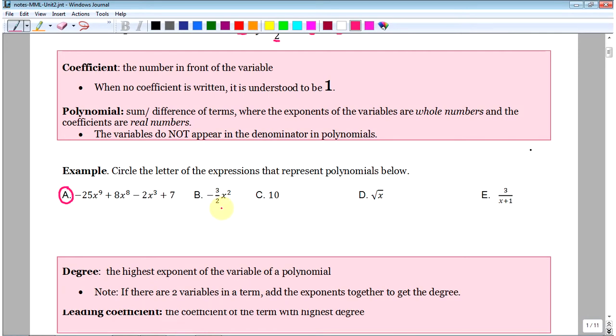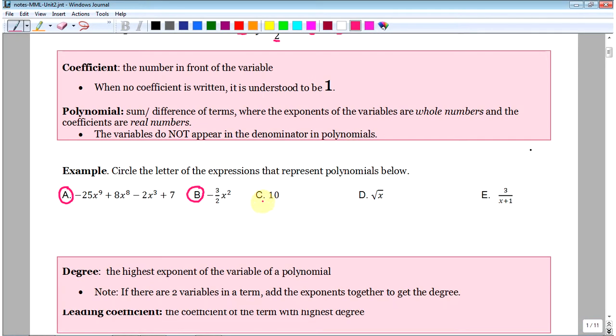For part B, we have one term. Our coefficient, negative 3/2, is a real number. Any number you can think of is a real number, except for something that you're going to learn later called imaginary numbers, where you're going to have the letter i involved. So as long as you don't see an i, what you have is a real number. So we're good to go with the coefficient. When I look at my variable, my exponent is a whole number. The variable is not in the denominator. So B is also a polynomial.